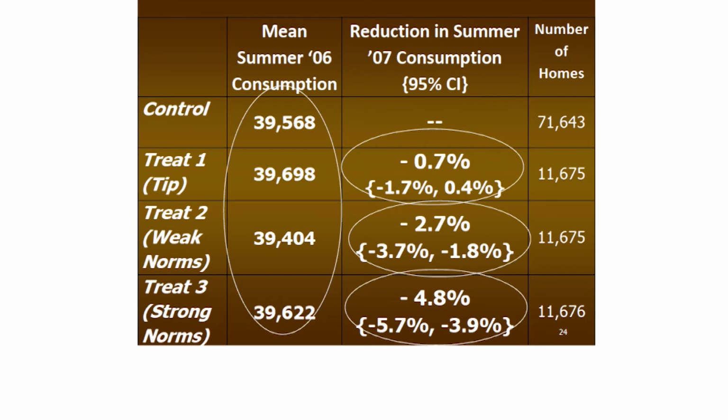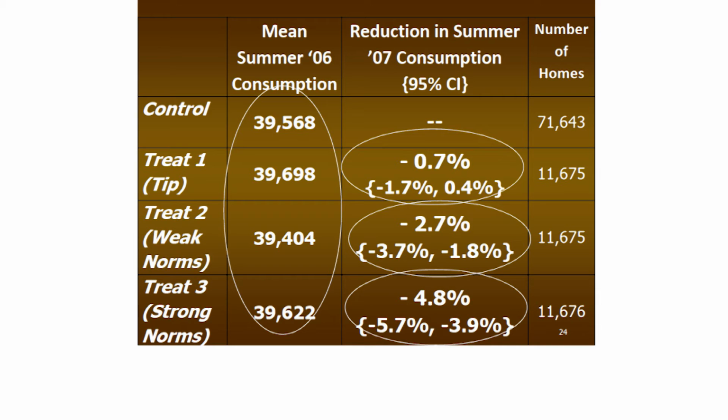On this table, the rows are the 4 groups of households, the control households plus the 3 groups of treatment households. In the far right column, you can see the number of households in each of the 4 groups. The 2 columns in the middle report the mean summer household water use in gallons in 2006, before the experiment was conducted. The column to the right of that reports the percentage reductions in the summer of 2007, after the experiment.